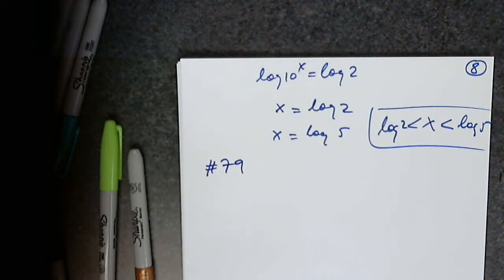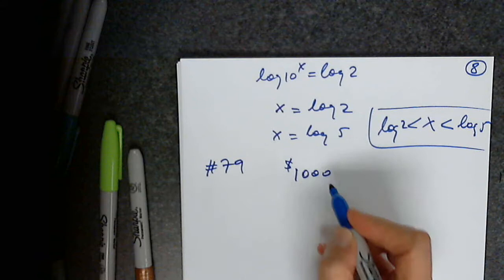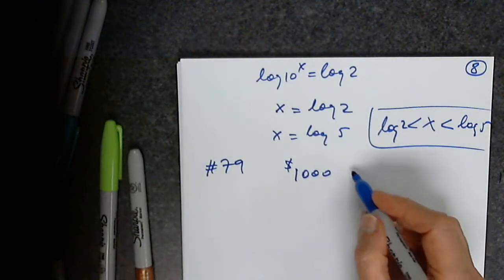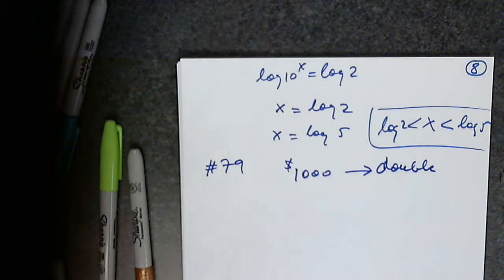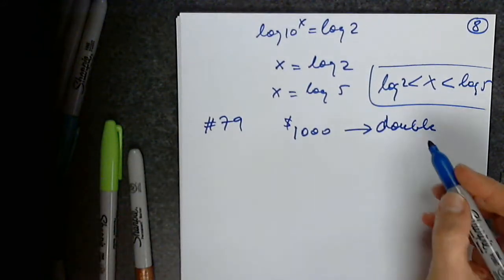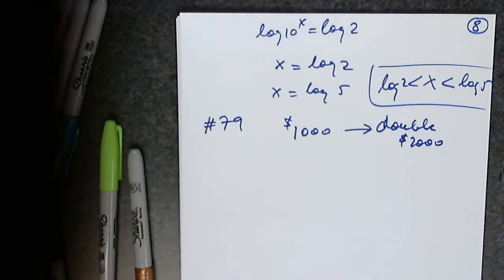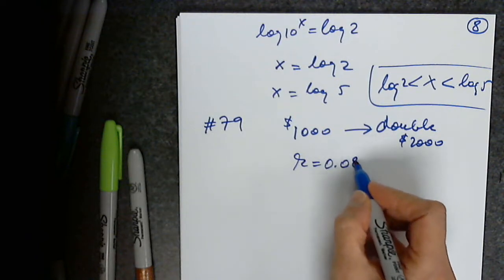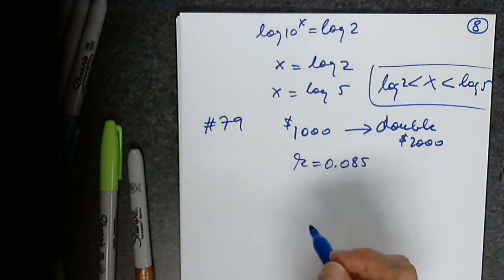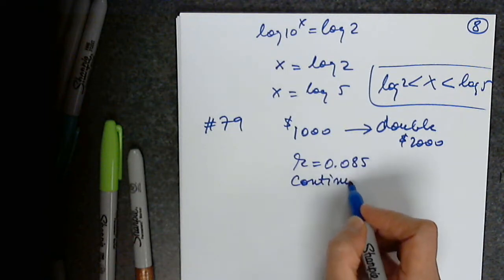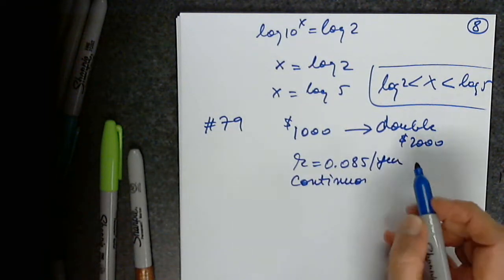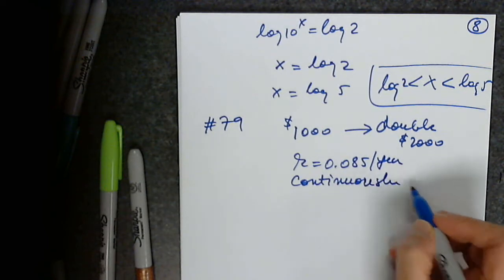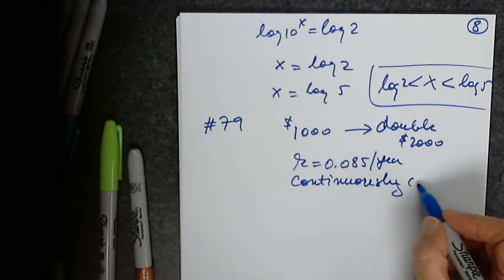How long will it take an investment of $1,000 to double in value? If it doubles in value, what is that going to be? So how long does it take if we deposit $1,000 today to get $2,000 back, knowing that the interest rate is r equals 0.085 per year, compounded continuously.